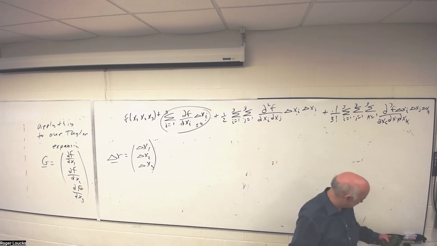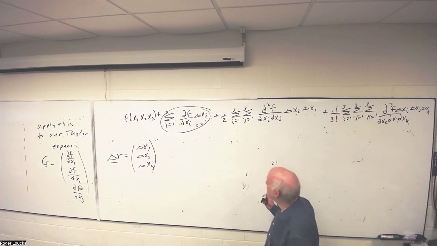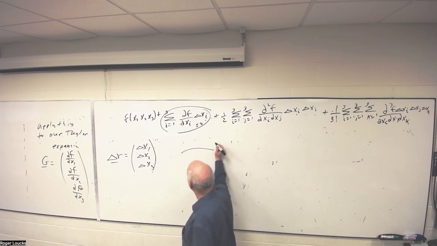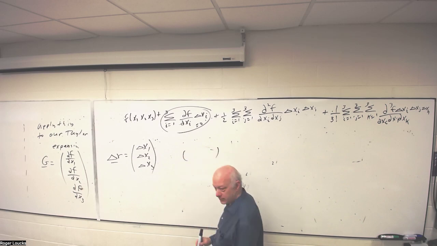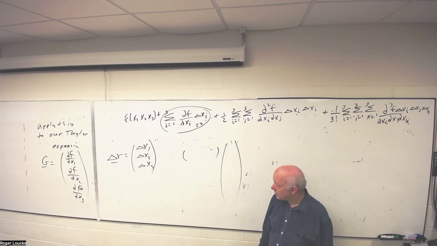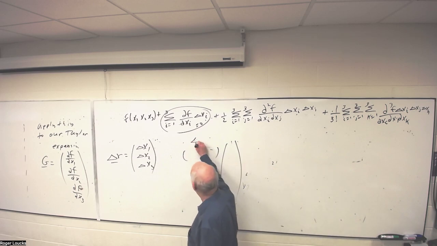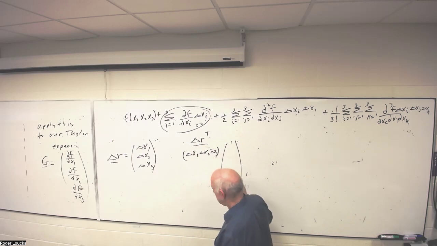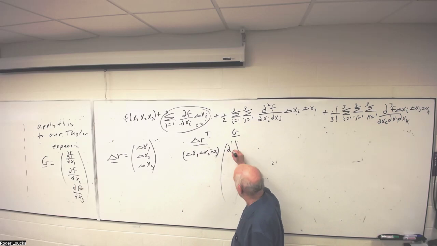Give me three answers. So this one's going to have to be what? I'm going to take a matrix like that and multiply it by a matrix like this. So G transpose delta R. What is this going to be? This is going to be my delta R, so this would be delta x1, delta x2, delta x3. And this is my G matrix, which is this guy.